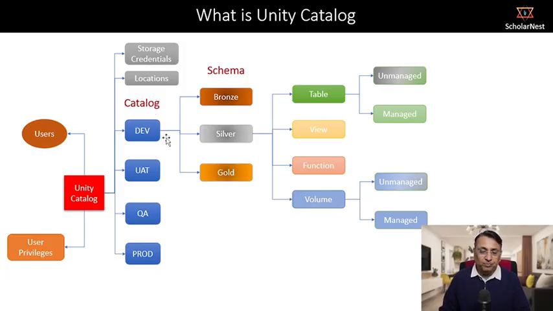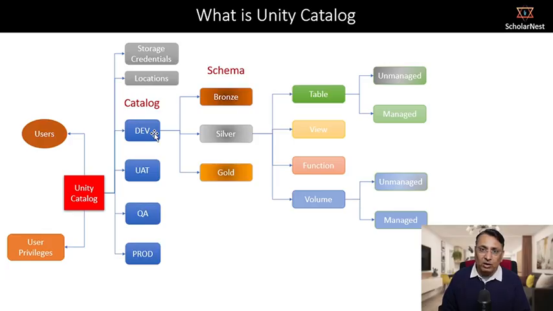Let's assume for one project you have 3-4 environments, like you have dev environment, UAT environment, QA environment, and prod environment. So within the Unity catalog we can create separate catalogs for each environment, right? And within each catalog you can create your databases. Let's take example for the dev catalog, and same things can be repeated for UAT, QA, and prod.